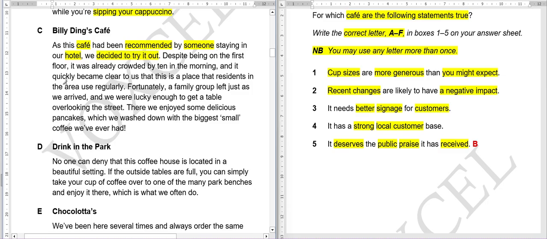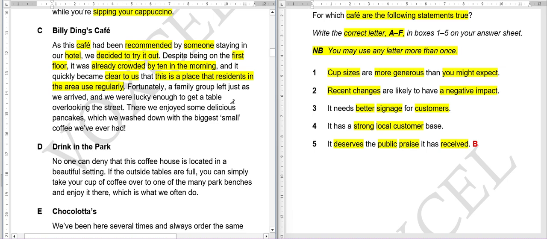Despite being on the first floor, it was already crowded by 10 in the morning. So this cafe is on the first floor. Despite this, it was already crowded by 10 in the morning. Basically, around 10 o'clock, this cafe was full. And it quickly became clear to us that this is a place that residents in the area use regularly. Then it became clear to the reviewer that this place is used by residents regularly.